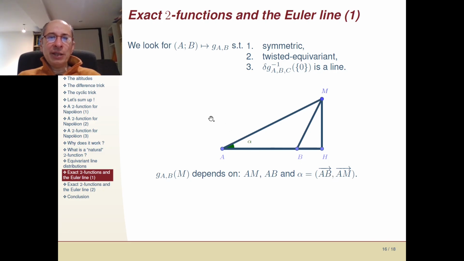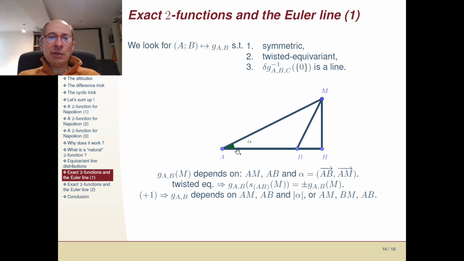Well, in the angle you have an additional information because you have an orientation, but twisted equivariance means that if you compose by the reflection about the line AB, then JB of M and JB of the symmetric of M with respect to AB, it's either the same thing or minus the same result. So we have two cases, and I will just consider the case where we have a plus here.